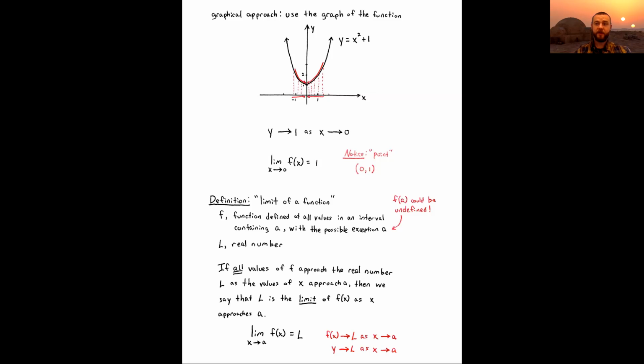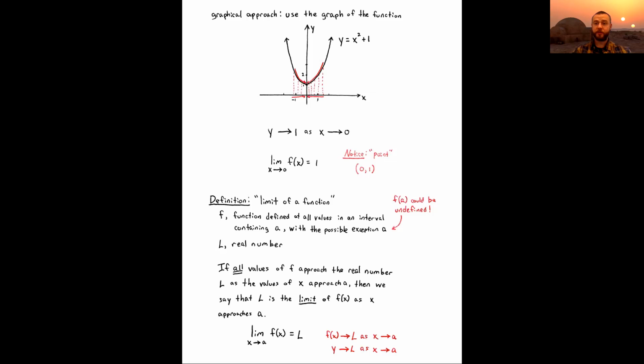First, we're going to have f represent a function. And we want that function to basically be defined at all values in an interval containing a. A is going to be the x value that we're approaching. And we're going to allow for one exception. The function might not be defined at a. A is the x value that we're getting closer to, like 0 in the previous example. But we might actually have the function being undefined at that point. All right?